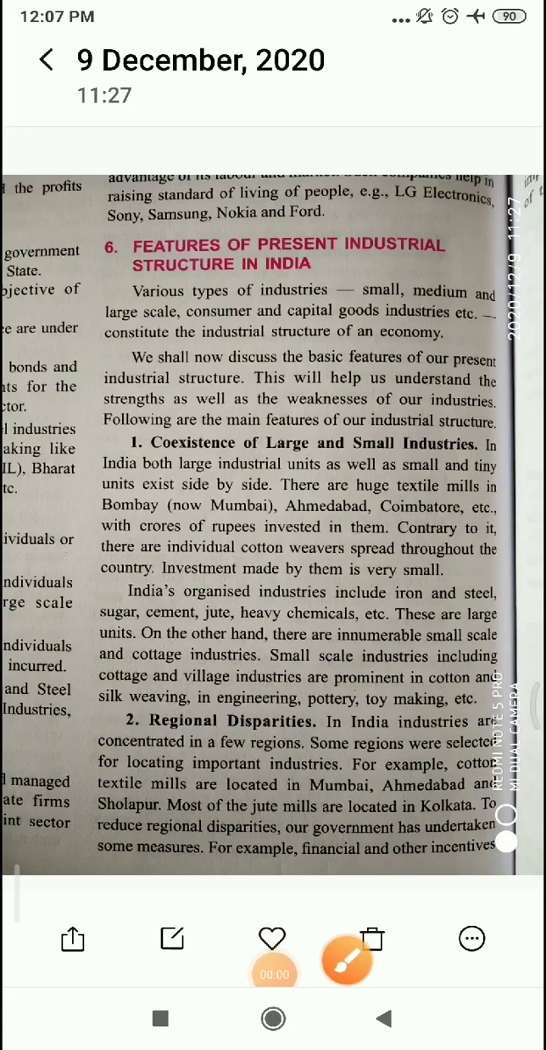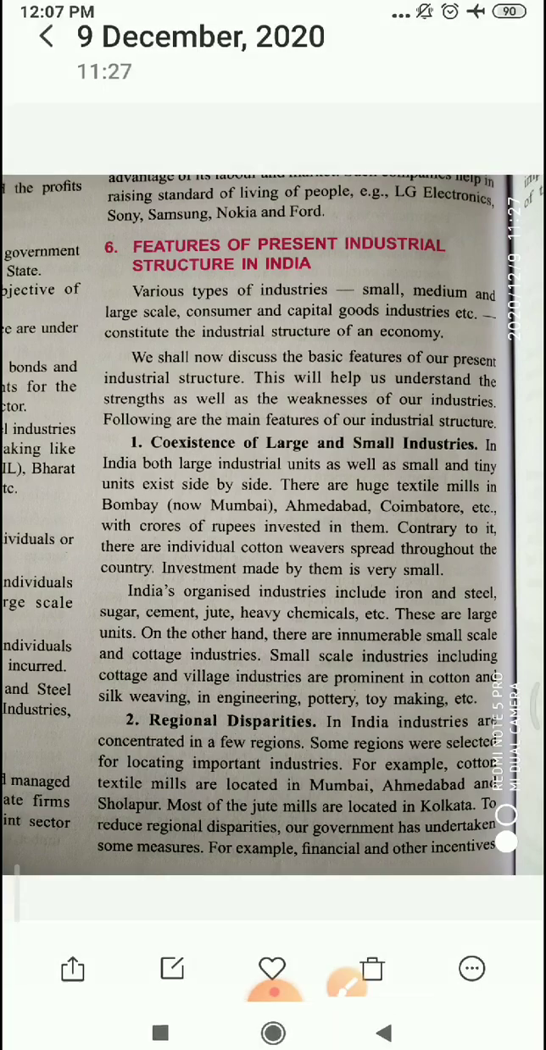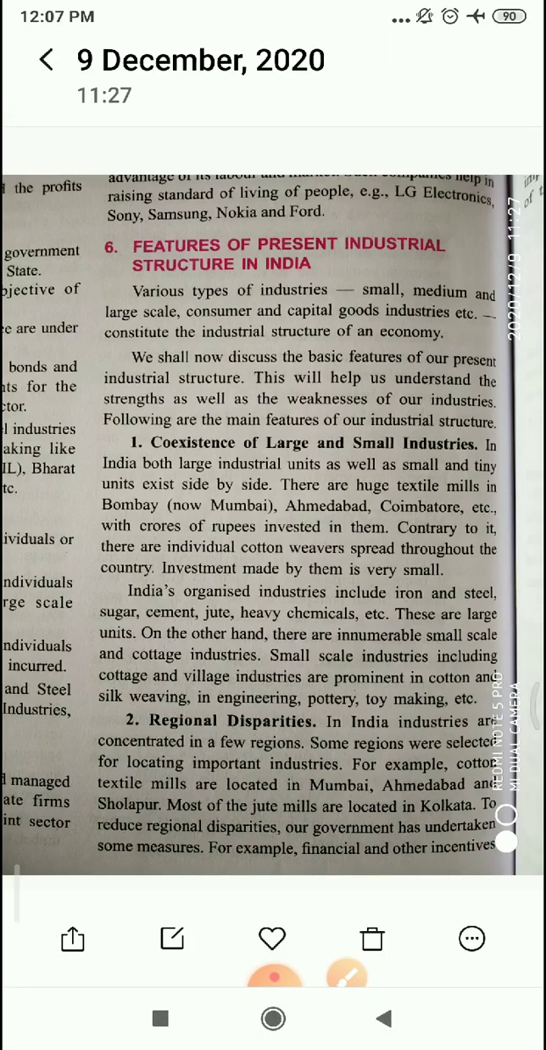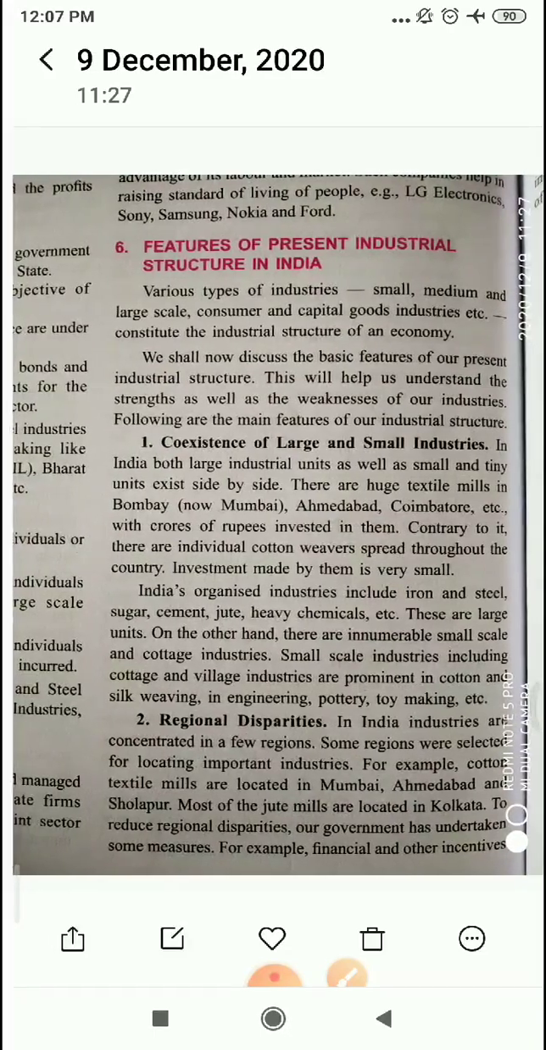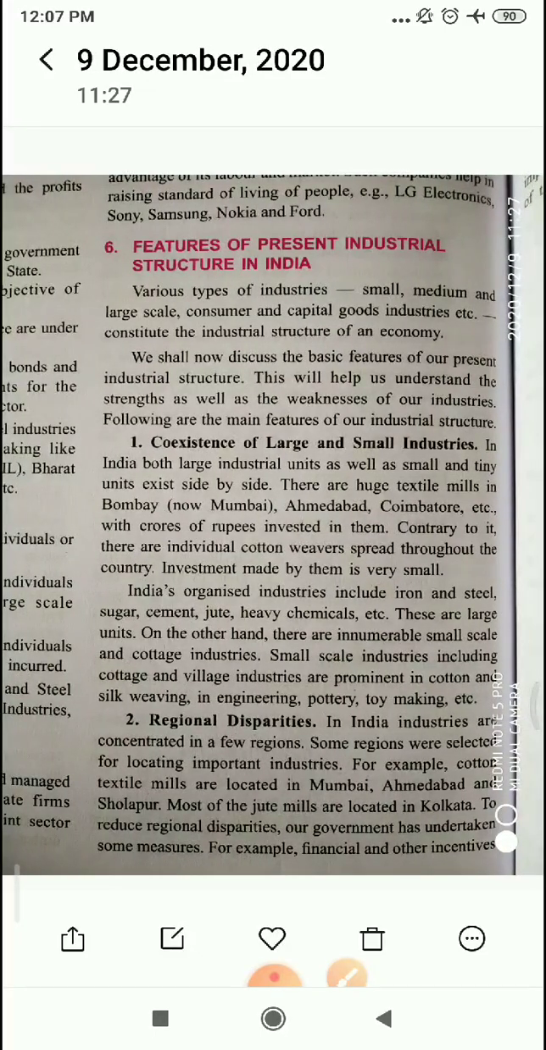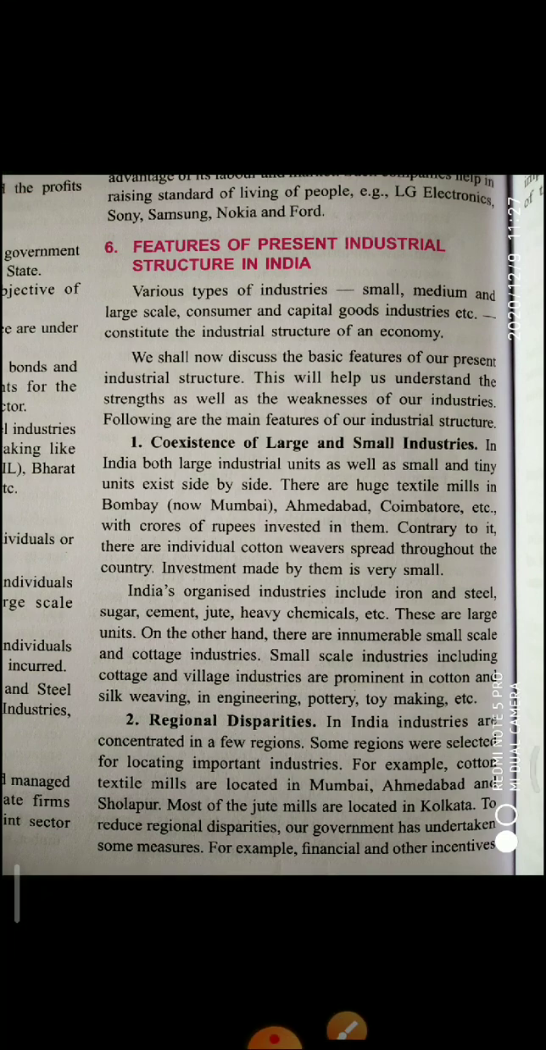Good morning, students. Today we are going to study the topic features of the present industrial structure in India. In the last lecture we already saw the chapter on industrialization. So today we will discuss the present industrial structure in India. Various types of industries, small, medium and large scale, consumer and capital goods industries, etc., constitute the industrial structure of an economy.